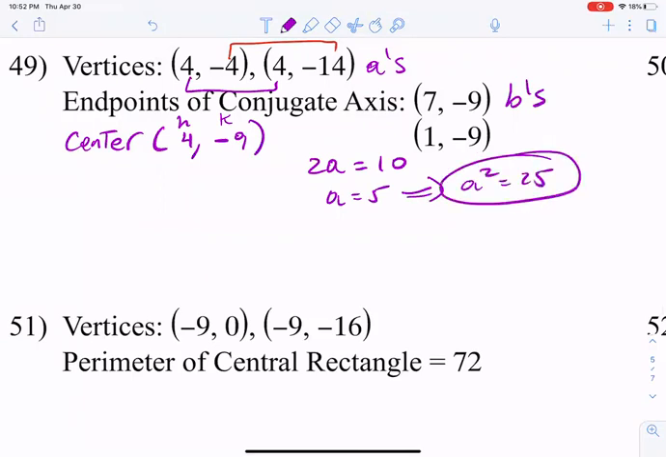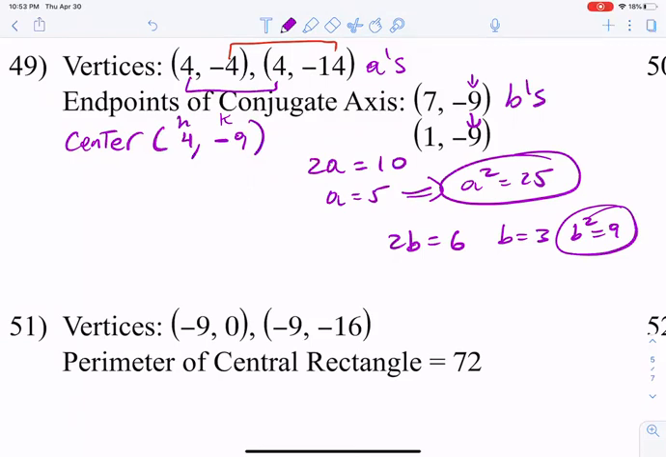Now we need to find out what b is, right? So what's fixed? These numbers are fixed. What's changing? The x coordinate. So this is b, 2b equals 6, and that implies b equals 3 and b squared is 9. So we have everything that we need. Now we need to find out if it's a vertical or horizontal transverse axis. The x coordinates of the vertices are not moving, the y are moving. So that implies this is vertical.